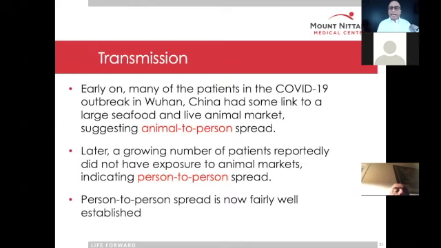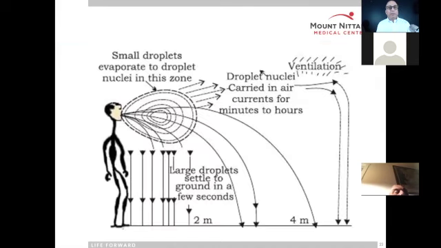So how is it spread? Early on, many of the patients we've already talked about, it probably came from an animal source. The best guess right now is from bats, but it could be from other animal sources. And later, as we said, person-to-person transmission. And this is pretty well established now. So how does that happen? We'll get into that in just a moment.